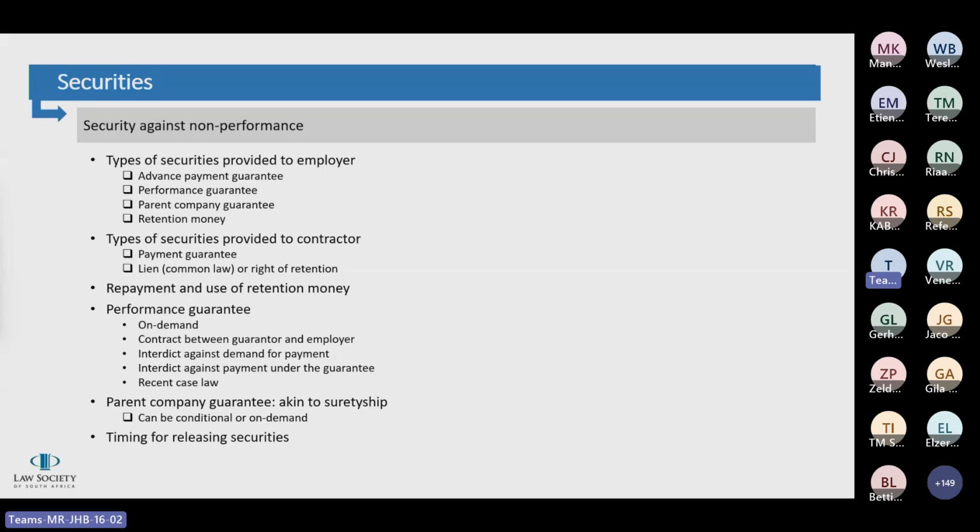Sometimes it can be conditional upon the contractor having to actually prove that the amount is due. A lien or a right of retention. So the lien is a common law right to retain the property of the employer until the work that was done is paid by the employer.